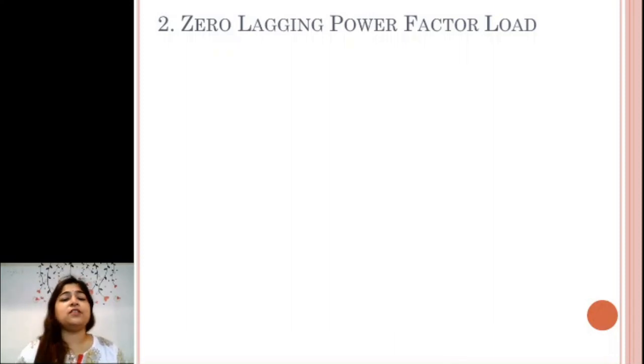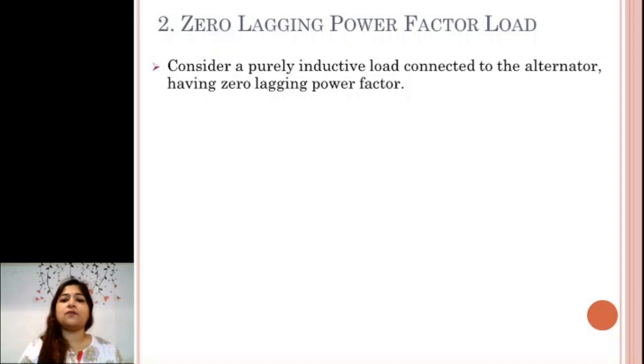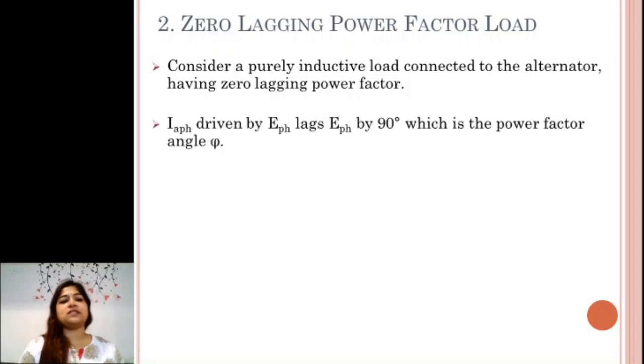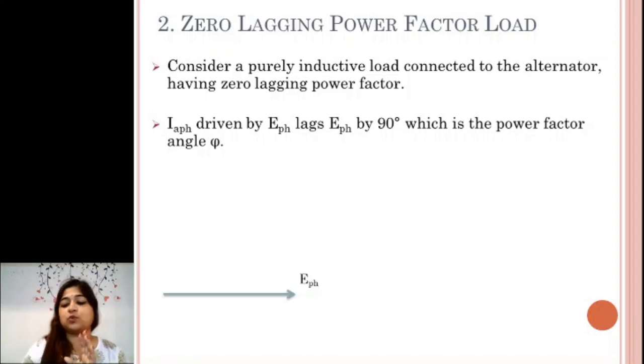So similarly, let's try to understand the next part, that is zero lagging power factor load. It means when the load is purely inductive, how will armature reaction affect the alternator? So consider a pure inductive load connected to the alternator having zero lagging power factor, right? Then we know that IPH, driven by the inductive load, will always lag voltage by 90 degrees. So IPH will lag EPH by 90 degrees, and that is what I'll show here.